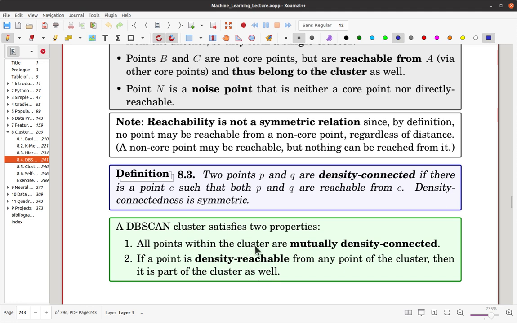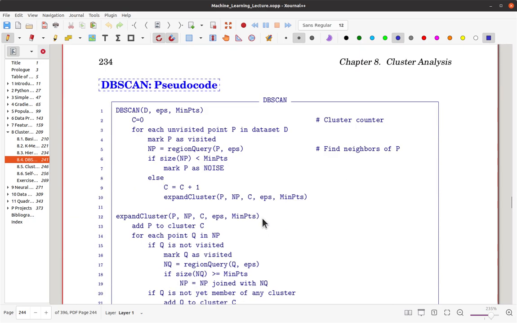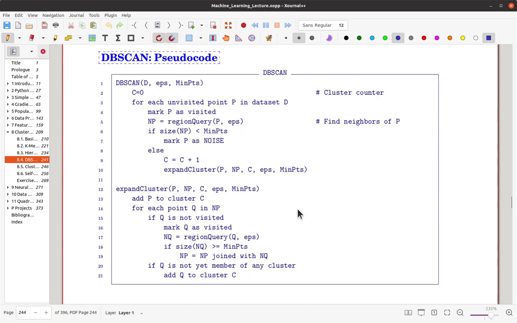And either way, you may consider the concept for DBSCAN clusters. And also with this one, you can make an algorithm for DBSCAN. Okay. Here we have a pseudocode.